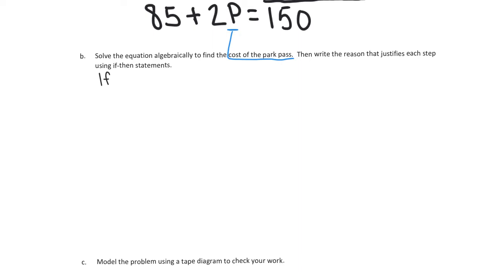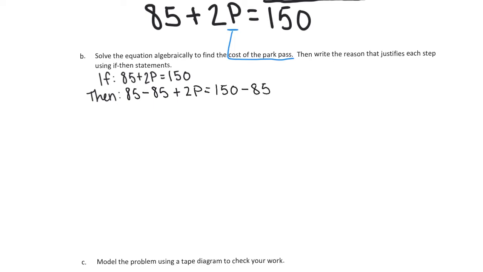So we know if 85 plus 2P equals 150, then we use the subtraction property of equality for the additive inverse of 85. So I have 85 minus 85 plus 2P equals 150 minus 85. Because remember, what we do to one side, we have to do to the other.